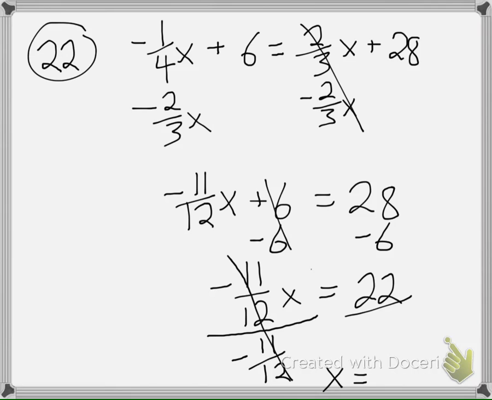And then over here, we also have to divide this by negative 11/12. And if we do 22 divided by negative 11/12, we get negative 24. So our solution is x equals negative 24. Yes. Number 14.